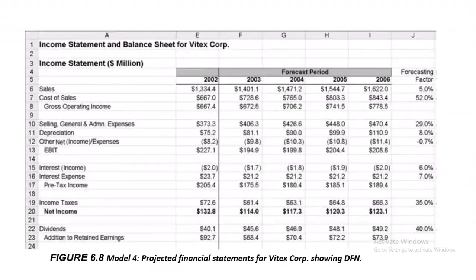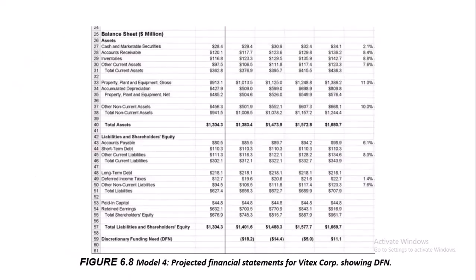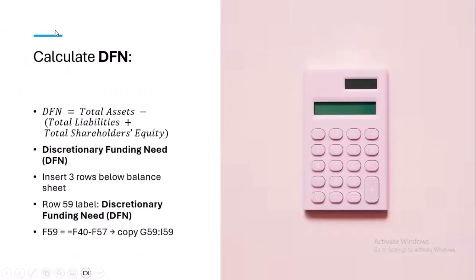We have the income statement formulas, we have the balance sheet formulas, right? And this is the balance sheet with the forecast factor right here. And then we'll have, of course, our balance sheet formulas. And then we'll calculate discretionary funding needs, which would simply be total asset minus liabilities and equity. And if it doesn't balance, then whatever we have there will be the discretionary funding need. It's going to be on row 59.